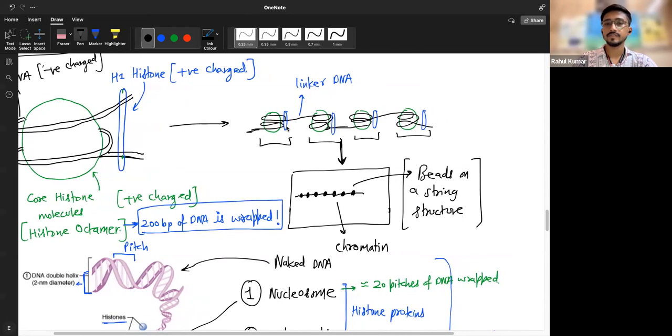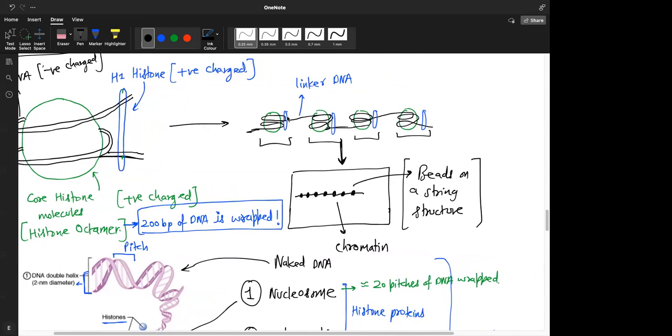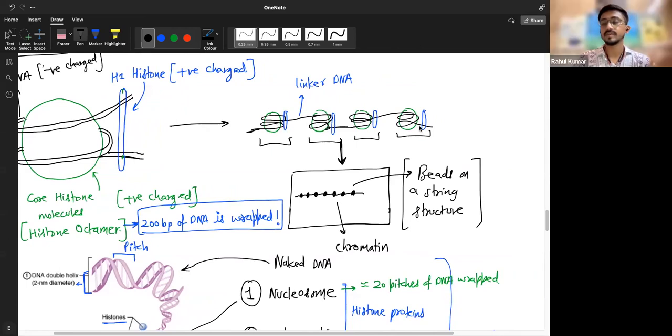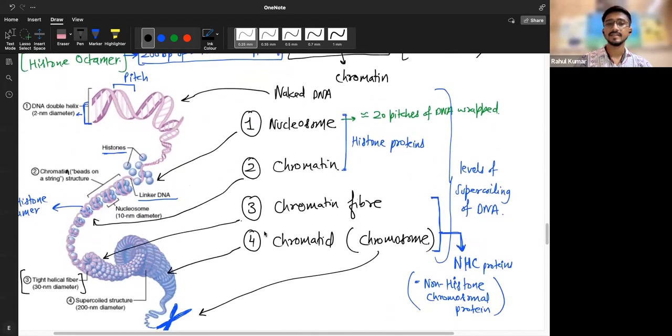And multiple nucleosomes present together, this packaging is known as beads on a string structure. So it looks something like this. There is DNA followed by nucleosome, DNA, nucleosome, DNA, nucleosome. So this free DNA in between is called a linker DNA that links two nucleosomes together. And on one nucleosome, there is around 200 base pair of DNA wrapped.